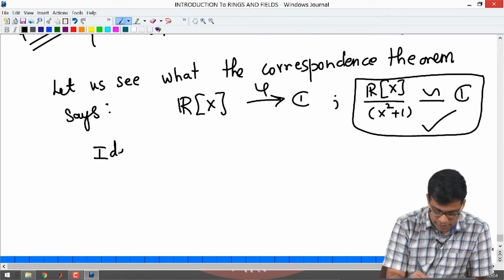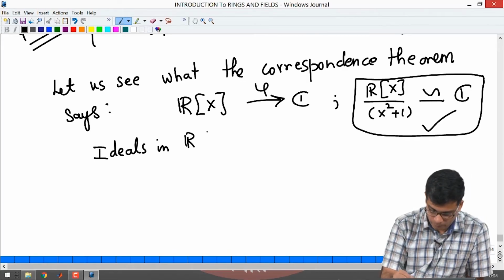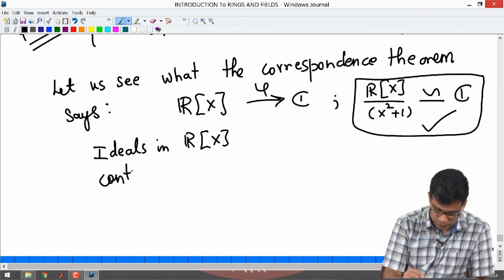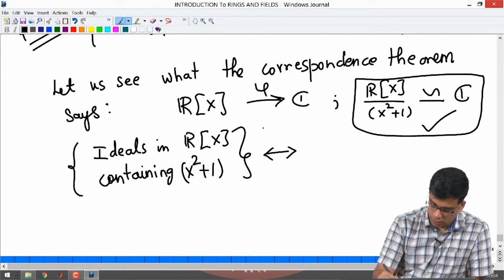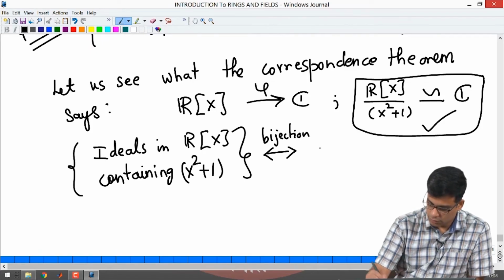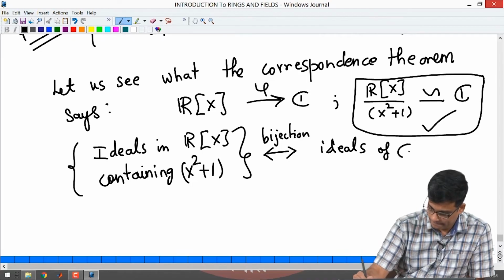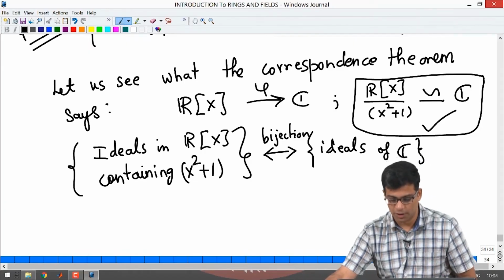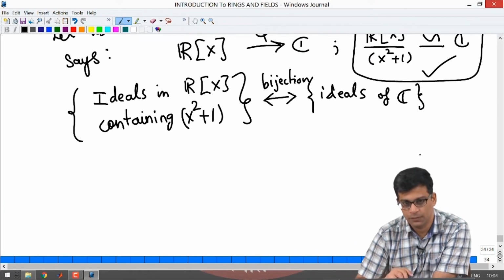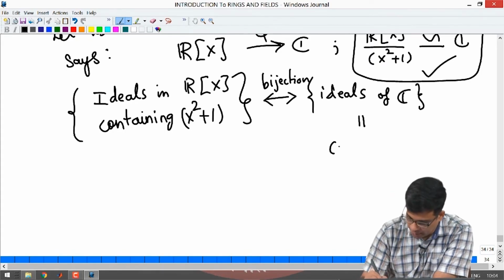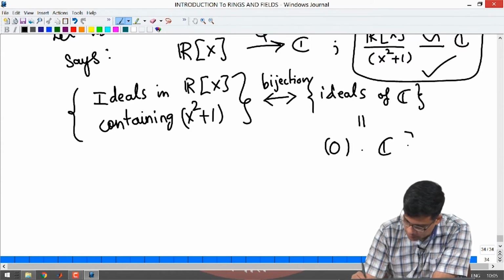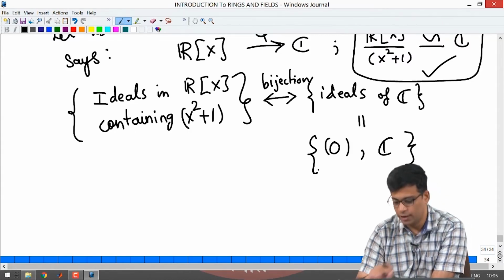So, let us write it down. Ideals in R[x] containing x squared plus 1 are in bijective correspondence with ideals of C. Okay. So, now this is what the correspondence theorem says, but what are ideals of C? There are exactly two ideals, right. So, remember C is a field, any field has exactly two ideals, namely the 0 ideal and C. So, there are only two ideals here.